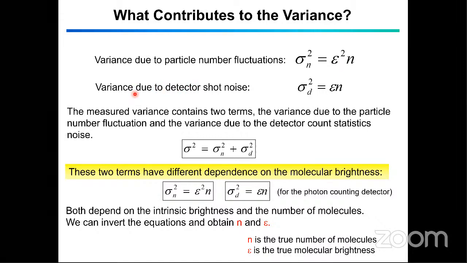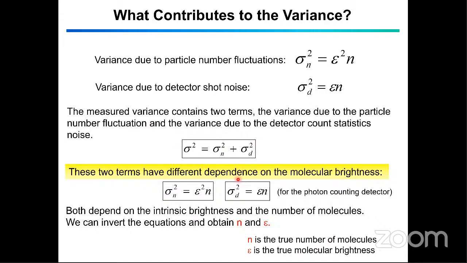I mean, you probably have seen, even if you have a perfectly static sample like a calibration slide or something, you will still see variance in the signal, which is just the shot noise from your detector. And in the case of the number and brightness measurement, this is brightness times number. So the measured variance contains these two terms, the variance due to the particle number fluctuation and the variance due to the counting statistics. So our variance consists of those two terms.